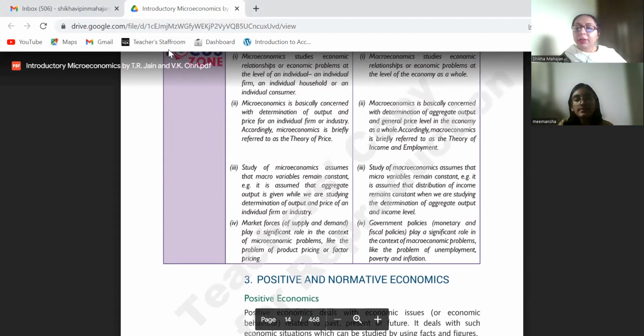So in microeconomics, we discussed that we study the theory of price, and in macroeconomics the theory of income and employment, because it's talking about the whole nation, right? Aggregate, everything, and micro is individual. And the study of microeconomics assumes that macro variables remain constant. So it is assumed that aggregate output is given while we are studying determination of output and price of an individual firm. And in macroeconomics, micro variables remain constant. So that will be opposite in both cases.